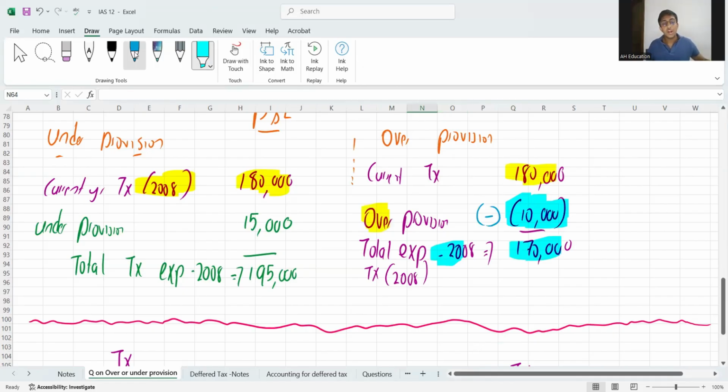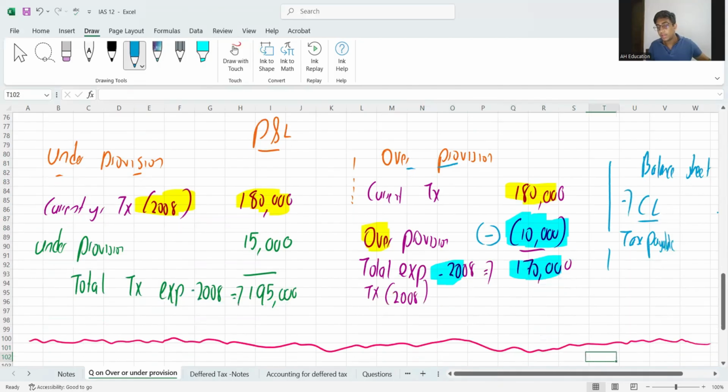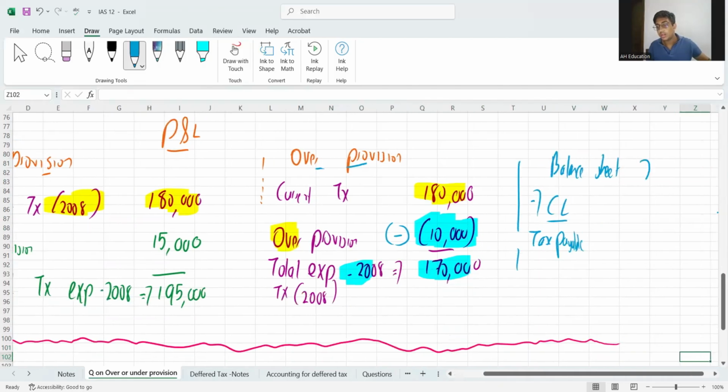Okay, I forgot to write this down in your balance sheet. If it's an over provision, the same thing, balance sheet. If it's an over provision, go to your current liability under tax payables. You will be showing, sorry, you will be showing under your current liability, this is for 2008, 180,000. That is it. That is how over provision or under provision works.